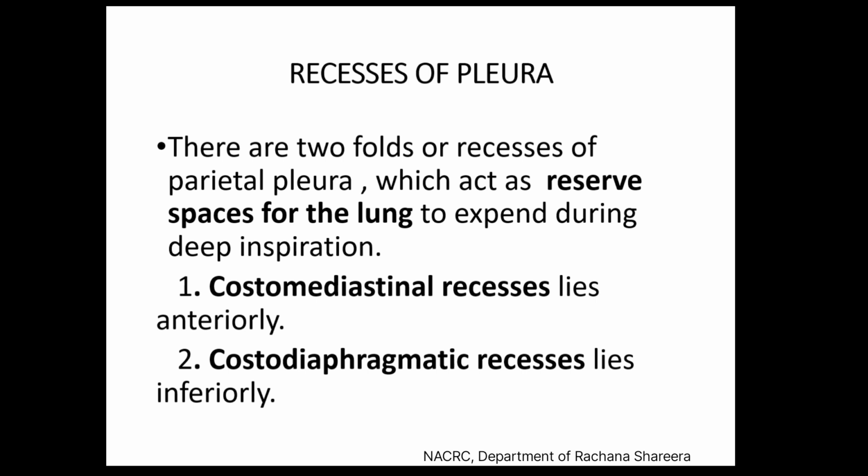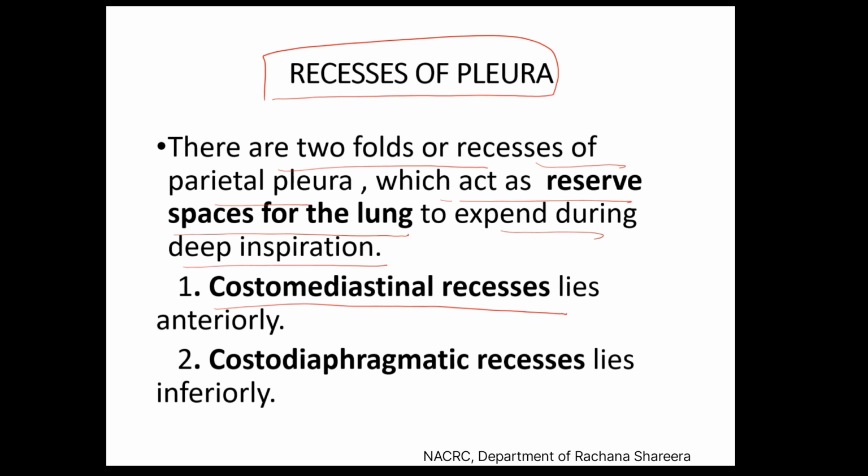Now, the important topic about the pleura is the recesses of the pleura. We discussed these recesses in the last diagrams. Two types of recesses are present in the pleura. There are two folds and recesses of the parietal pleura which act as reserve spaces for the lung during deep inspiration. The costomediastinal recess lies anteriorly, which we can see in a transverse section of lungs and pleura. The costodiaphragmatic recess lies inferiorly, which we can see in a vertical section.